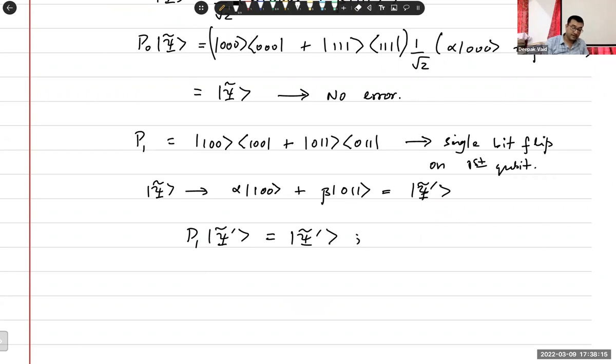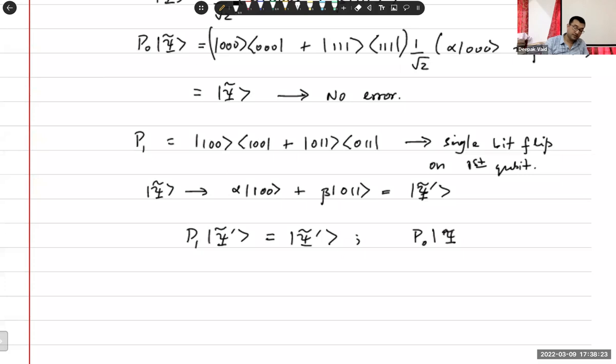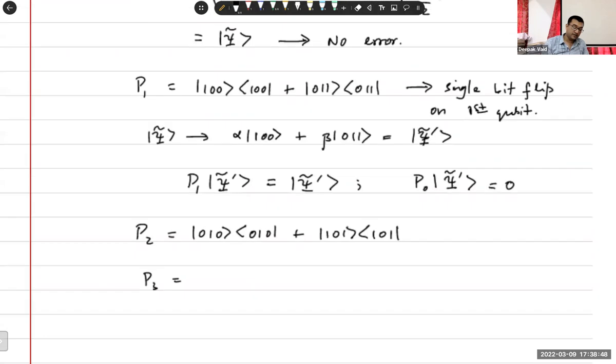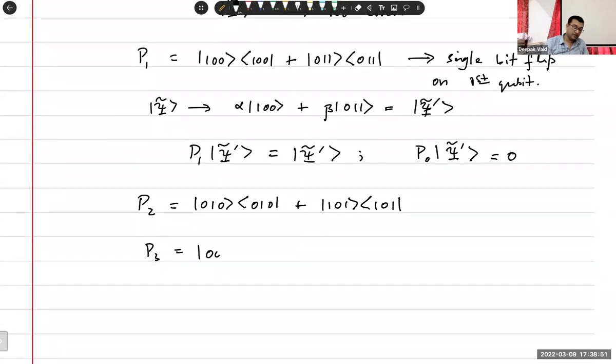And what happens if you take your projector P0 and you act on the state psi tilde prime? What will you get? Zero. So similarly, we can define projectors for a single bit flip on qubit 2, and then we can define a projector for a single bit flip on qubit 3.